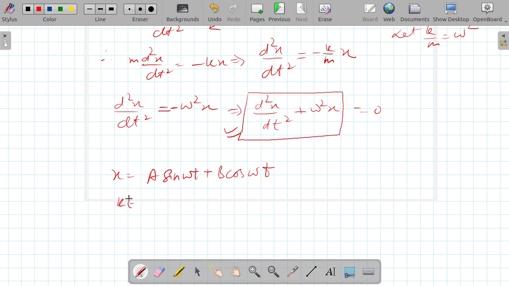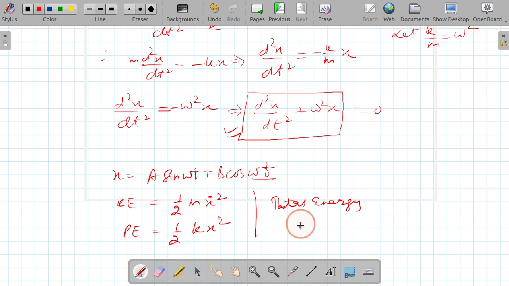And we can calculate the kinetic energy, which comes out to be half m x dot square. So using this equation we can calculate x dot, and the potential energy of the system is given as half kx square. This is the potential energy, and the total energy can be calculated as half k a square. A is basically the amplitude of the wave.